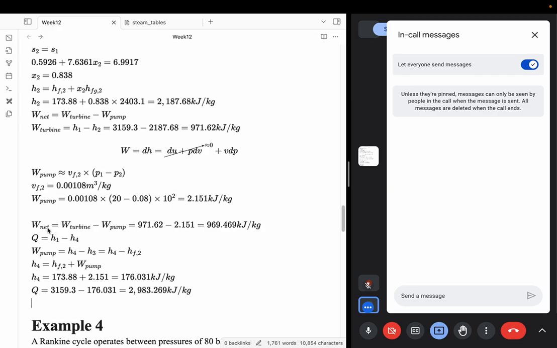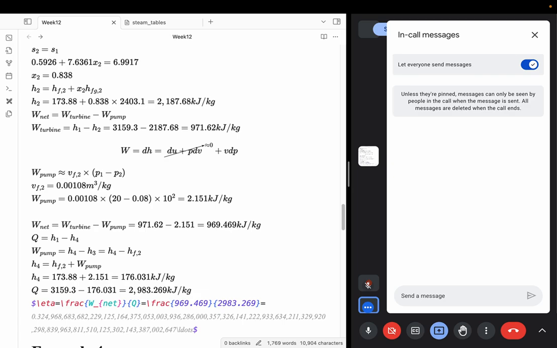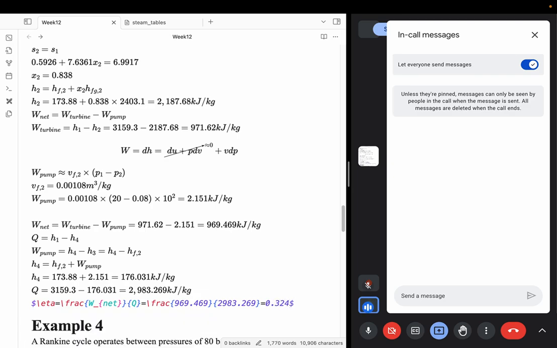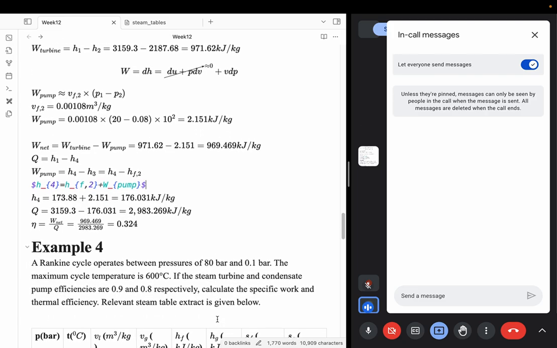Now I have Q as well as the net work done. So the efficiency can be calculated as net work done divided by your heat supply. The net work done is 969.469, divided by the net heat input, which is 2983.69. That is around 0.324, around 32.4% efficient. Okay, are there any questions on this? If there are no questions, then we move on to the next problem.